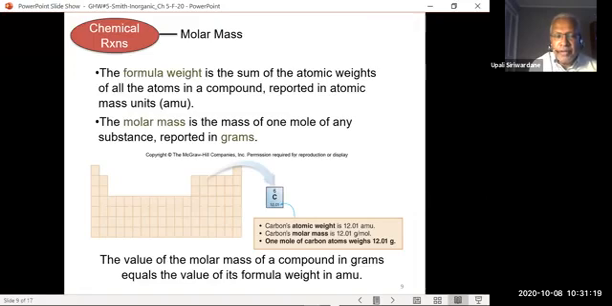So there's a simple conversion between formula mass and what you call molar mass, and the 1 mole. The value of the molar mass of a compound in grams equals the value of its formula weight in AMU. We hardly use AMU; it's called grams per mole. Atomic masses reported in the periodic table are grams per mole.